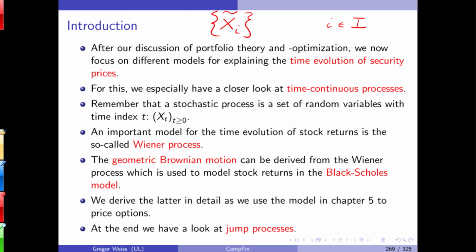It makes sense, of course, to use an index set that mimics periods or points in time. So if you take a set of random variables with a time index, that's a stochastic process. Why are we looking at a set of random variables?